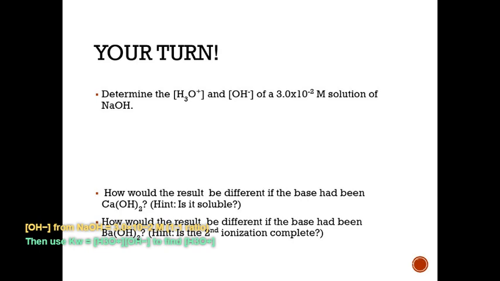The second and third questions make you think critically. Calcium hydroxide has limited solubility. It doesn't dissolve completely, so you can't assume all of it ionizes. Barium hydroxide is soluble, but here's the twist. Does that second OH- really come off completely? These nuances separate true understanding from just plugging numbers.